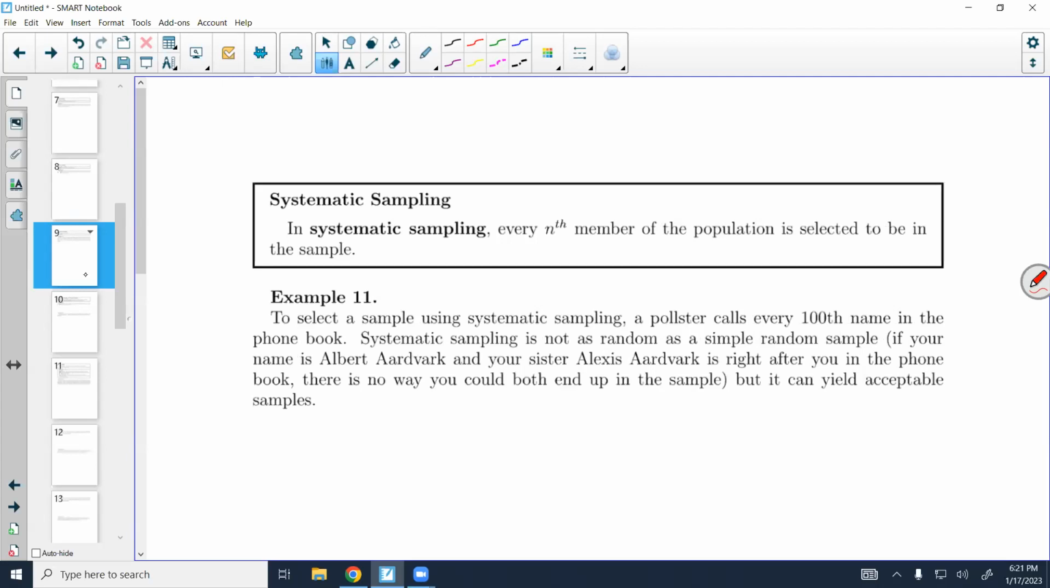Systematic sampling, every nth member of the population is selected to be in the sample. To select a sample using systematic sampling, a pollster calls every 100th name in the phone book. Sounds like a good idea, right? Systematic sampling is not as random as a simple random sample. If your name is Albert Aardvark and your sister Alexis Aardvark is right after you in the phone book, there's no way you could both end up in the sample. So it's not a good sampling method. In this particular way, especially. But it could, but it's not quite right.